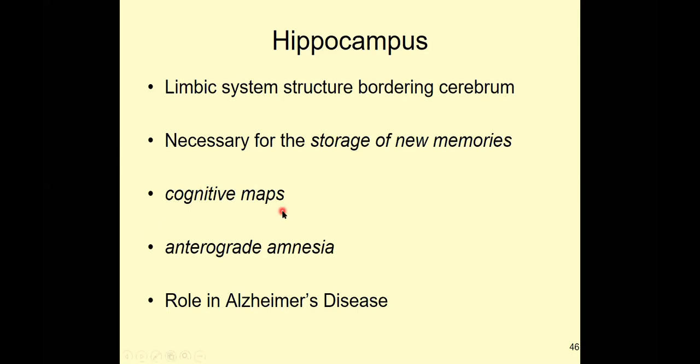Now, if the hippocampus is severely damaged, then the person experiences anterograde amnesia. In other words, they can still remember all the stuff that they knew before the damage to their hippocampus, but they can't form new memories, in terms of they can't learn new facts. They can't remember events that have happened after the damage to this area of the brain.